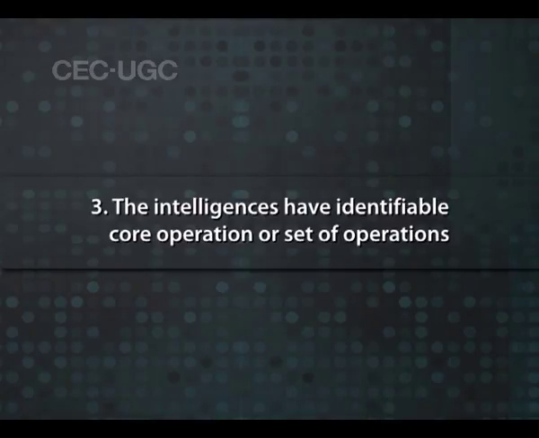Consider exceptional individuals. Some people can calculate high digit numbers very fast. Some exhibit exceptional talents in music. Mentally retarded people are there. Savants are there who exhibit amazing abilities. All this shows that an individual may have extreme unevenness in abilities, and the fact raises another possibility of separate intelligences. Third point is that the intelligences have identifiable core operation or set of operations.